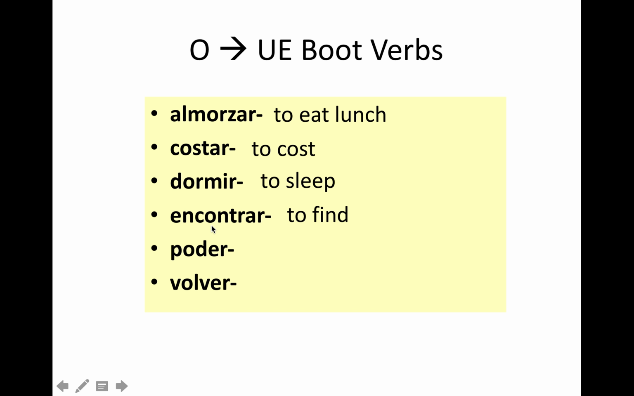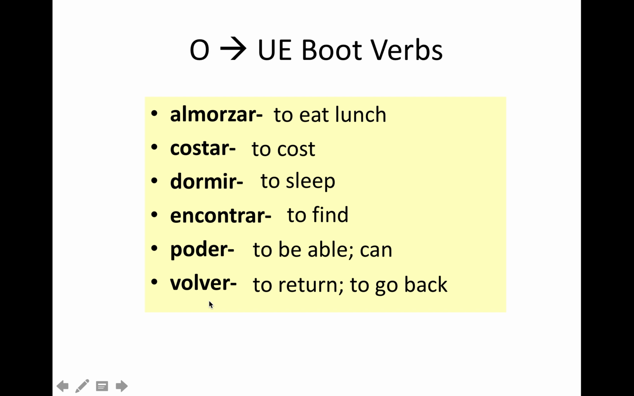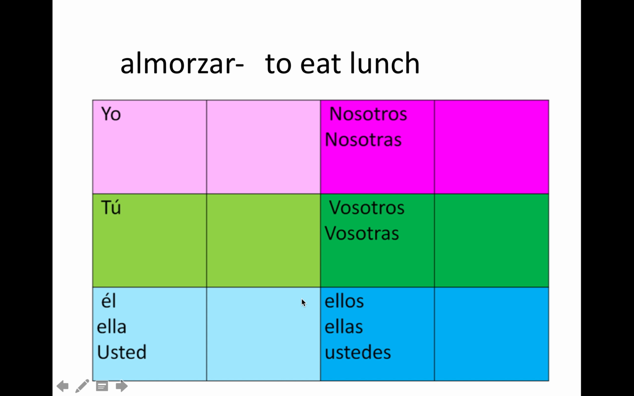Encontrar is to find. If you find something, you encounter it, and this kind of looks like encounter. Poder is to be able or can. This one is not a cognate, not super easy, but definitely worth memorizing if you think about how often you would use can in English. This is super useful. And then volver is to return or to go back. I've had students before say it starts with the same 4 letters as Volvo, the car. And so if you drive a Volvo, when the Volvo leaves home in the morning, it always returns back at night. Okay, so I'm going to go through all 6 of the verbs.